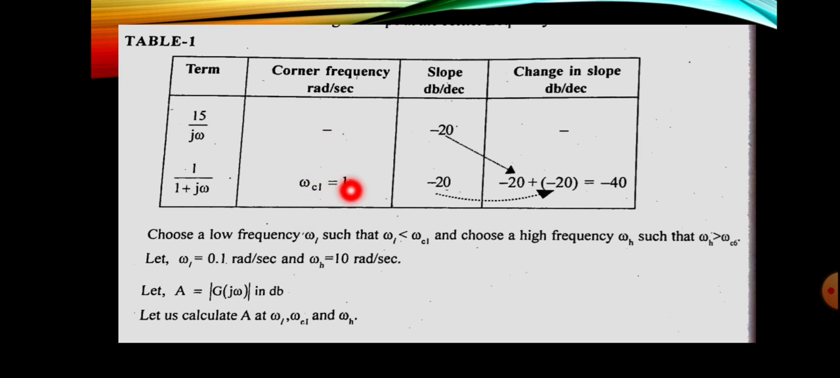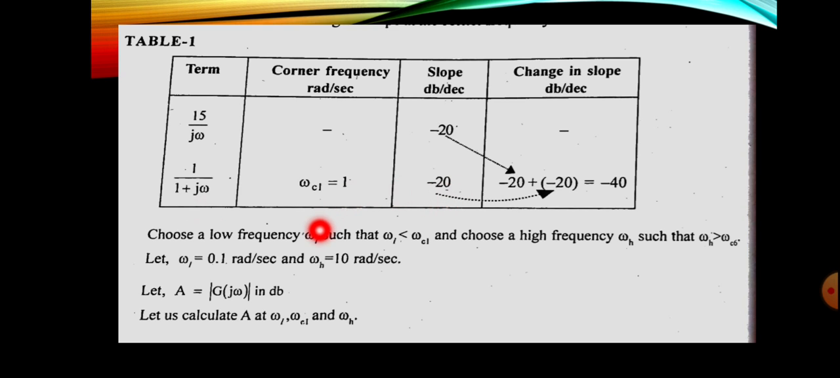So for this term in this form, the corresponding slope will be minus 20 dB, and for this the corresponding slope will be minus 20 dB. That we have discussed in the case of the Bode plot. So this is minus 20 dB.